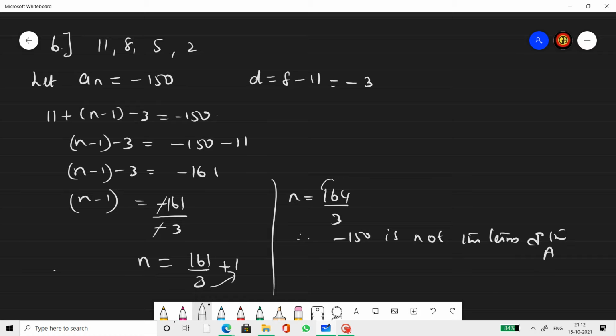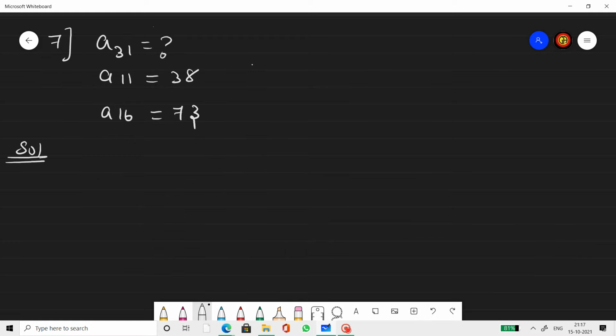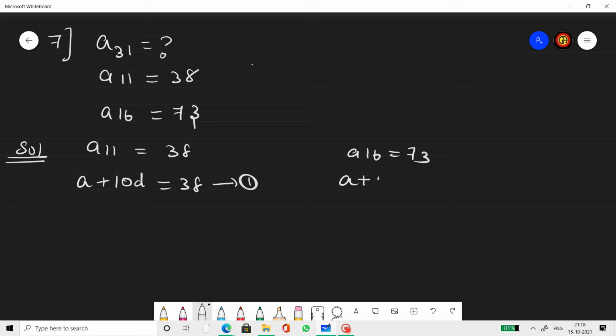A11 is 38, A16 is 73, and here they want us to find A31, which means 31st term. So A11 equals 38, which means 11th term value is 38. Expanding the 11th term formula, you get A plus 10 times D equals 38. This is the only statement that we can get from that. Now A16 equals 73. That means A plus 15 times D equals 73. This is the second equation.